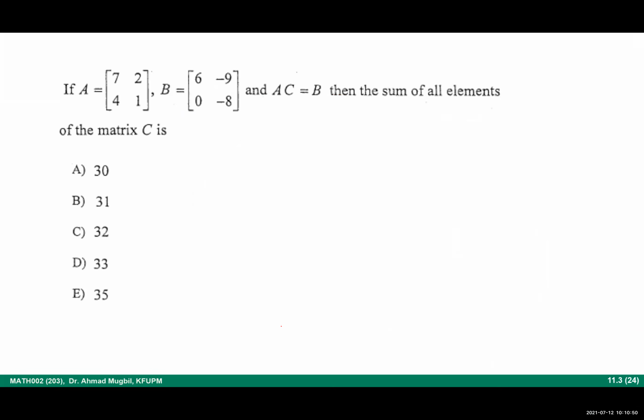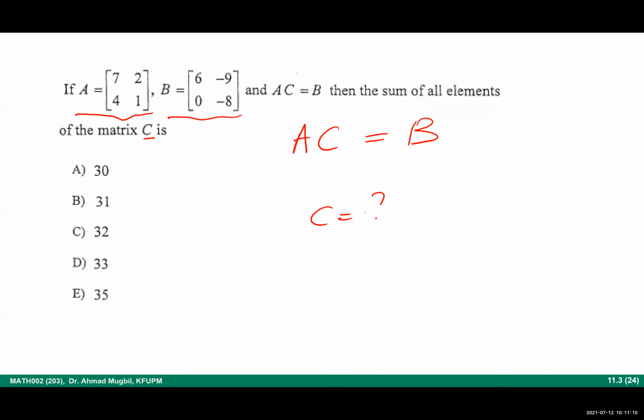Let's solve this together ya shabab. Now you have here A, B, and you have that AC equals B. Then what is the sum of all the elements of the matrix C? In other words, he wants you to find what is C. The question is, what is C? How to find C, ya shabab? Who says? How to find C?